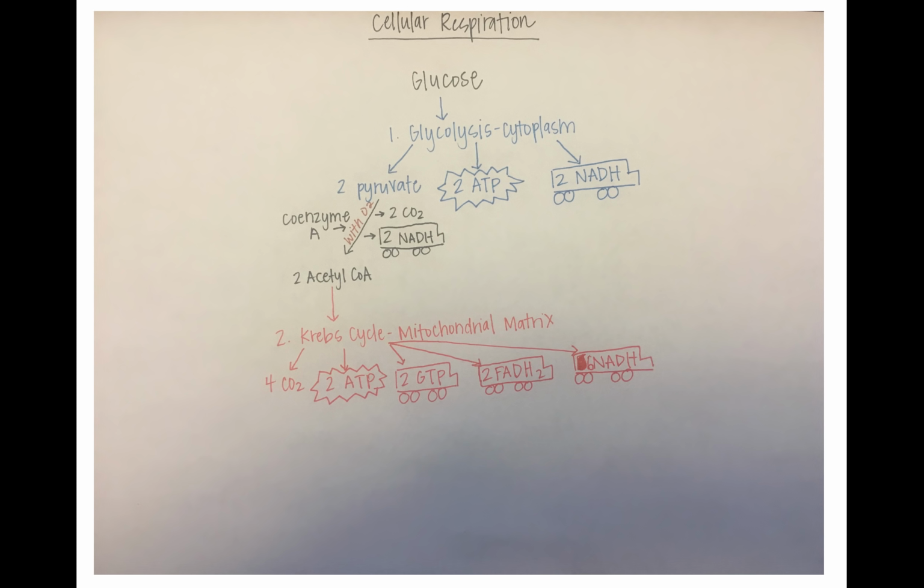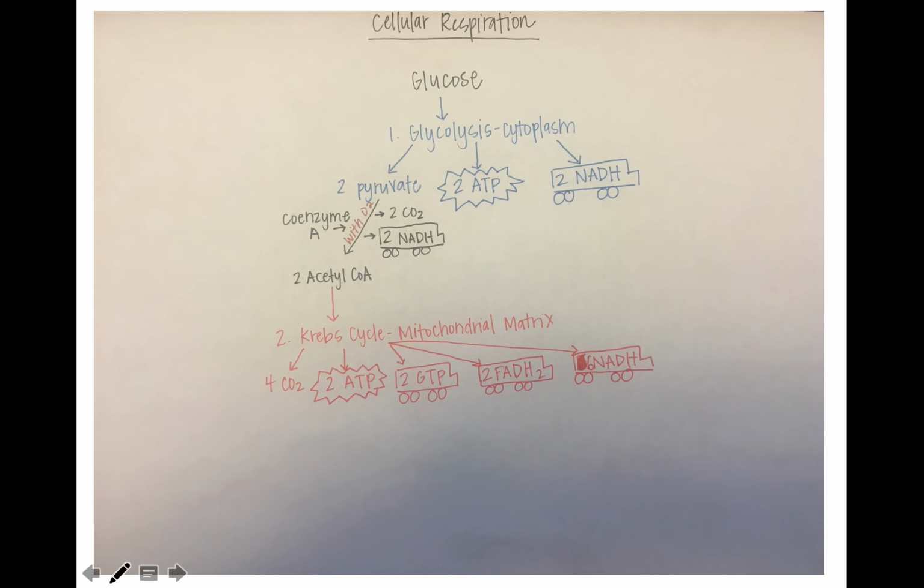Now, it's really important to remember that cellular respiration happens in both plants and animals. So, in both organisms, we're going to start with glucose. And it's going to go through the first step of cellular respiration, which is glycolysis. And the purpose of glycolysis is to break down glucose. Glycolysis is going to happen in the cytoplasm and it does not require oxygen, so it's called an anaerobic process.